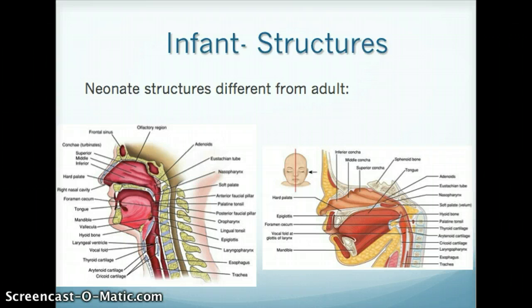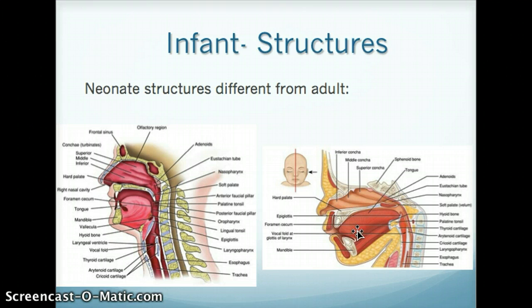Okay, so let's look at the infant structures compared to the adult structures. So here's the structure of a child and an adult. Well, not even a child, but an infant. Let's look at the difference. What do you see is the difference between these structures and these structures? You should notice that the infant oral cavity in here is smaller.